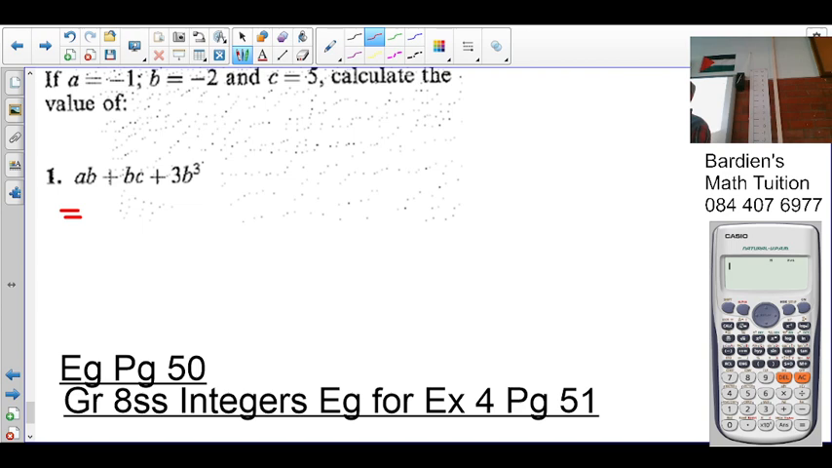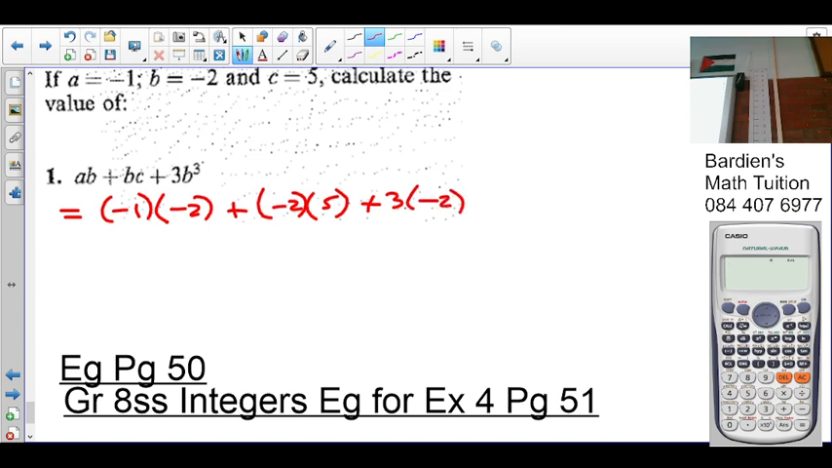Right, let's go. A is negative 1, so it's going to be negative 1 times B, which is negative 2, plus B, which is negative 2, and C is 5, plus 3 times negative 2 cubed.